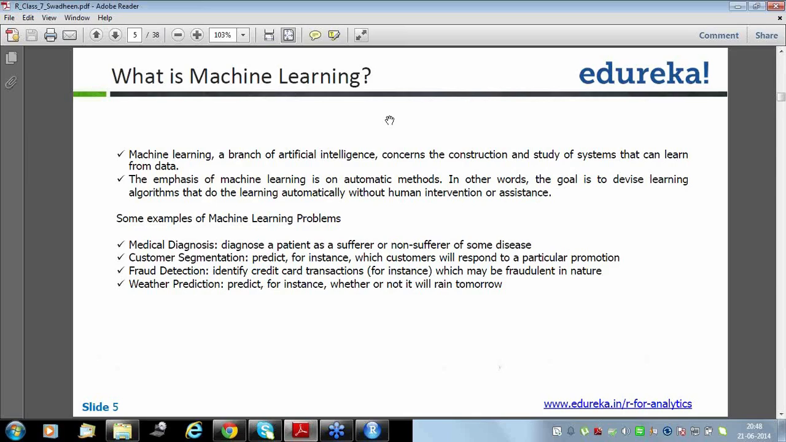The emphasis of machine learning is on automatic methods. In other words, the goal is to devise learning algorithms that do the learning automatically without human intervention or assistance.